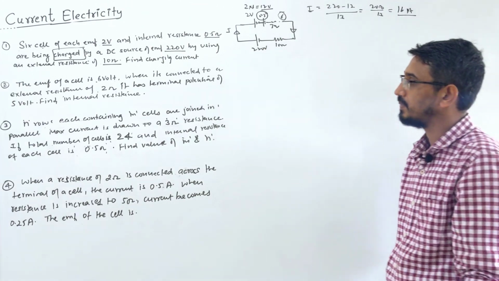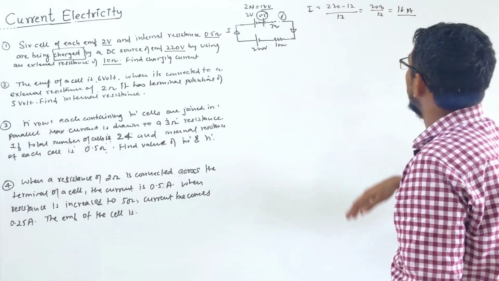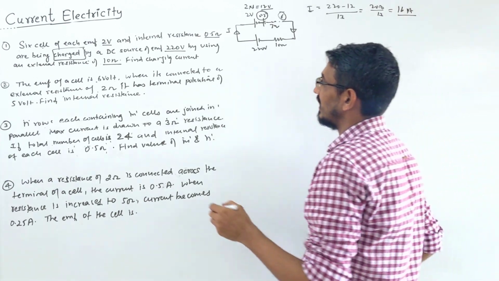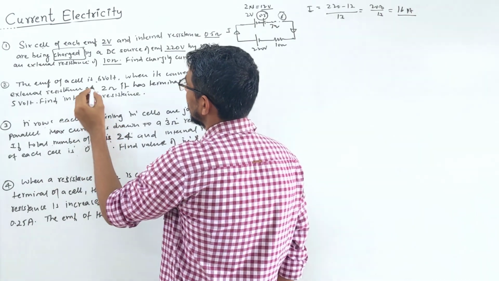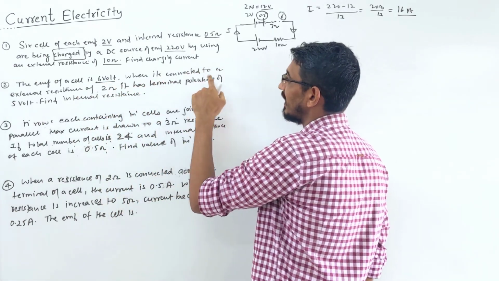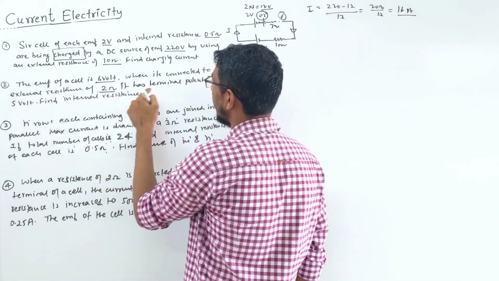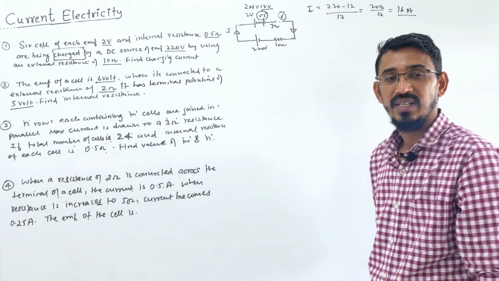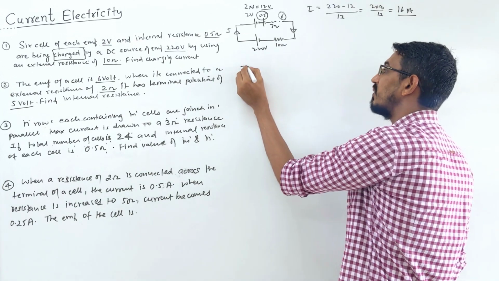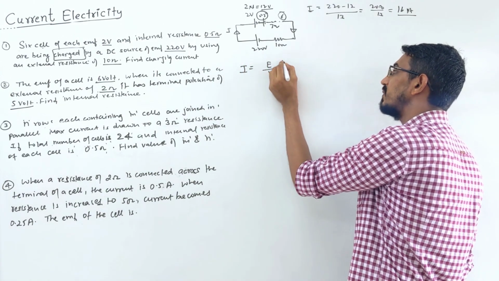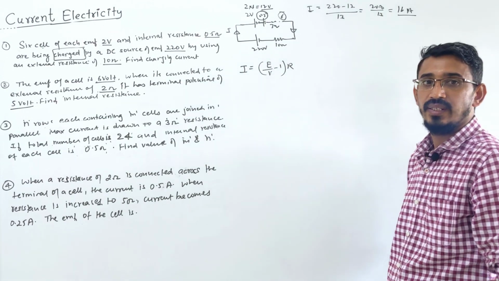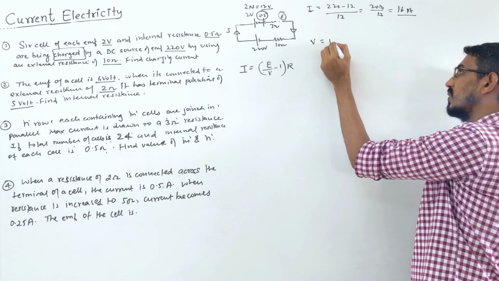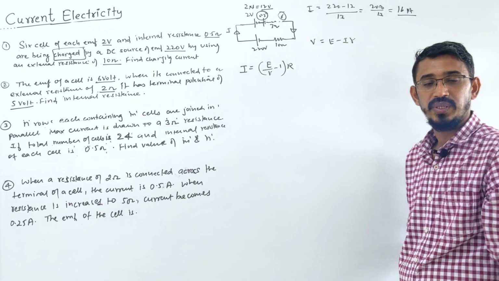If the calculation is wrong, please tell me. Let's see the next question. The EMF of a cell is given as 6 volt. When it is connected to an external resistance of 2 ohm, it has a terminal potential of 5 volt. Find the internal resistance of the cell. Internal resistance in terms of potential and EMF is E upon V minus 1, into R. Suppose these three values are given, so you can use this formula. Otherwise, you write the general formula V is equal to E minus IR, and calculate from here.